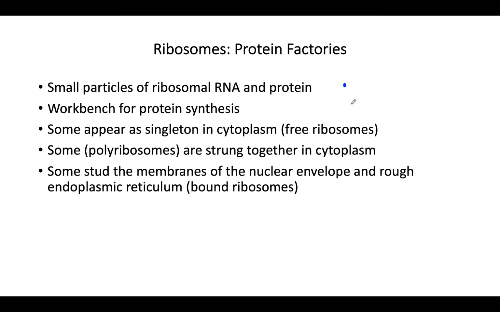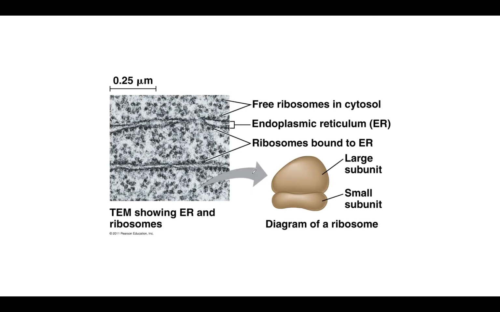Some ribosomes form polyribosomes. They string together in the cytoplasm. Some ribosomes stick to the membrane of the nuclear envelope and form rough endoplasmic reticulum. So you can see here's the membrane, and when ribosomes are bound to the membrane, they can be observed by transmission electron microscope.